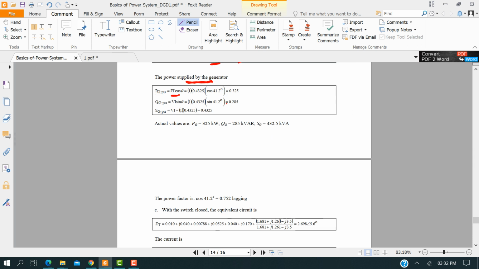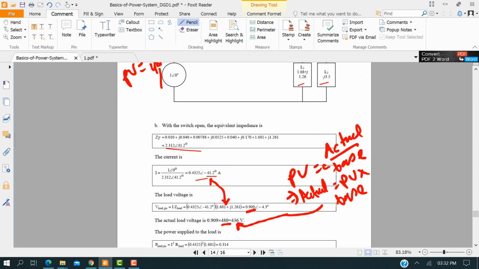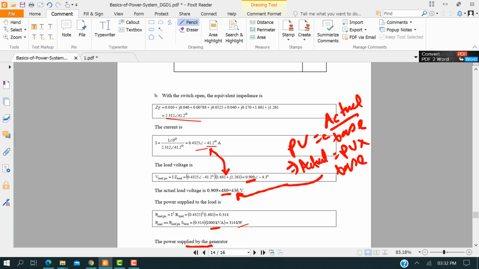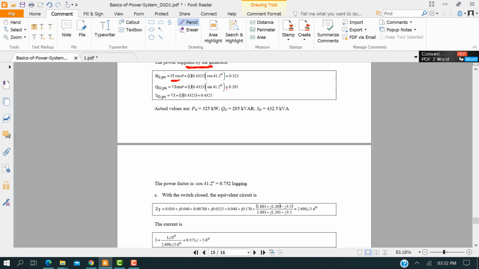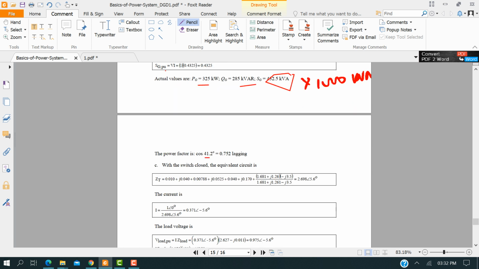This is the 41.2 degrees, and this is the per unit value of V times I. We know the value of V, and I is 4.4235. These are all per unit values, so if I multiply 1000 kVA with all of them, then we'll get the actual values. Now the power factor is just cos theta. Theta's value is here, and it's lagging.